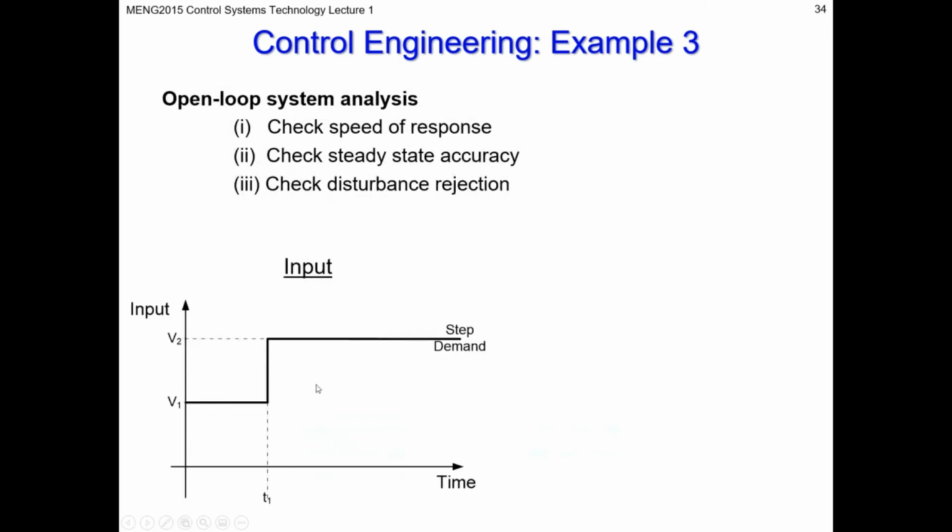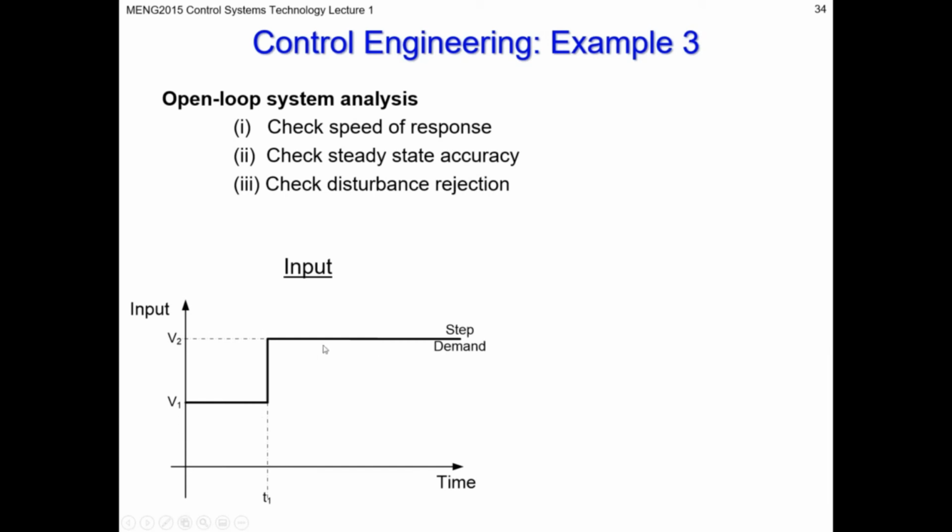If we apply a step input, then this is the graph representing that step input. This is input, this is time. The initial input is V1, a lower voltage. At time T1, that voltage gets instantaneously increased to a new level, V2. So this is what's called a step input.